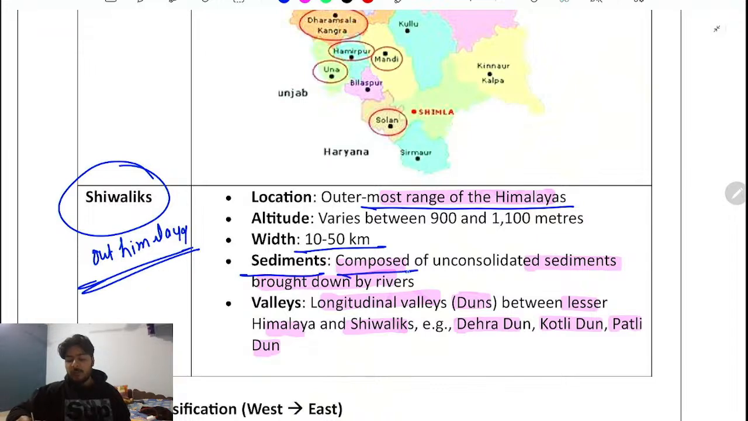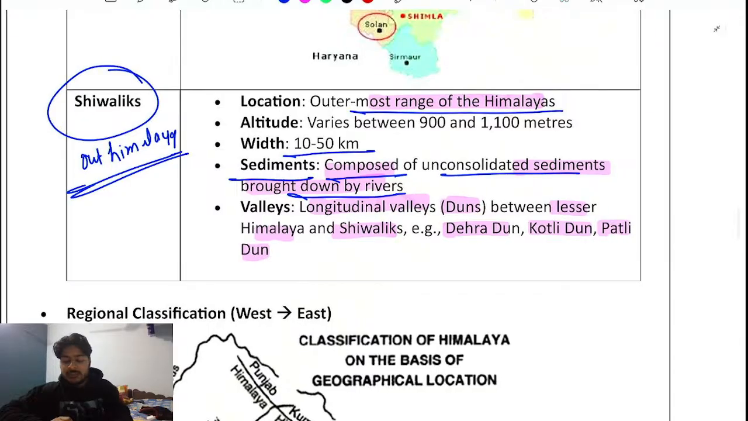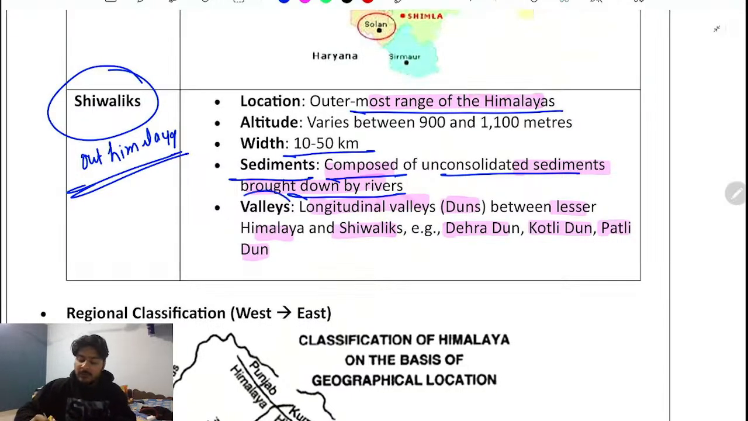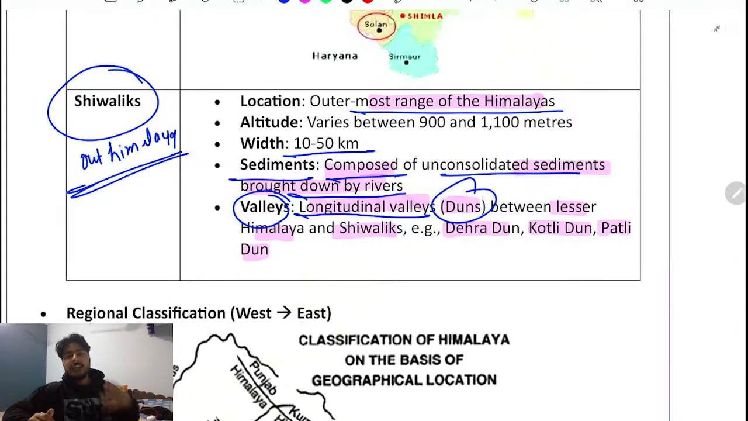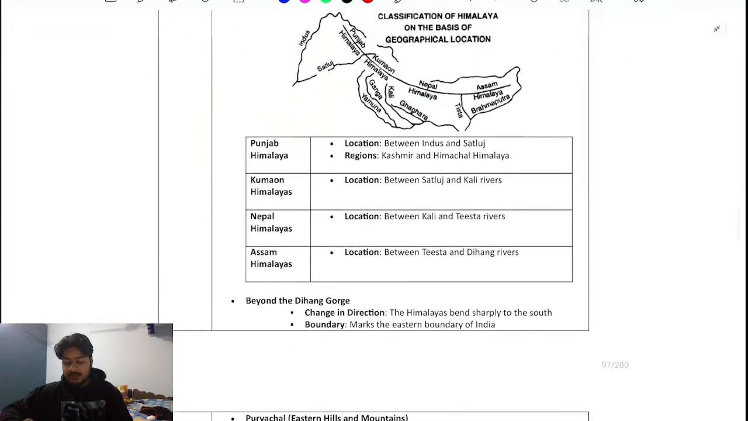You will find unconsolidated sediments brought down by the rivers. So overall, in the Shivalik, the sediments will be brought down by the river. Now, if I talk about the valleys, in the case of Shivalik, there are longitudinal valleys that we call the dunes. You may have heard about Dehradun. That is the same thing.